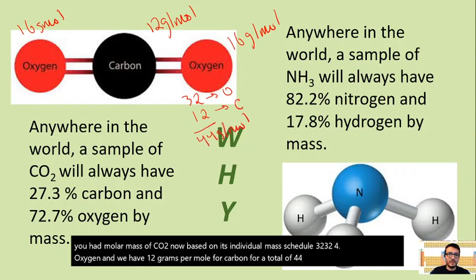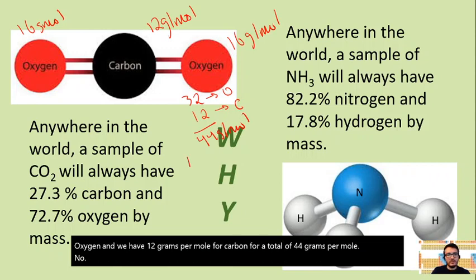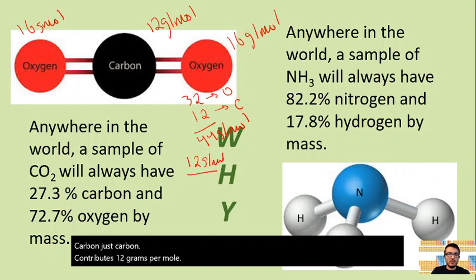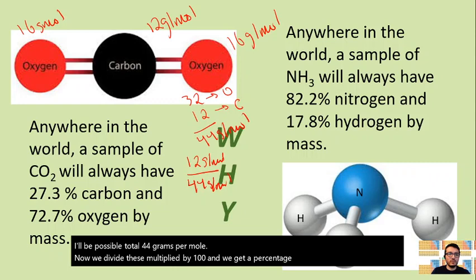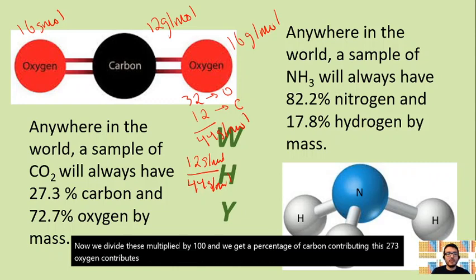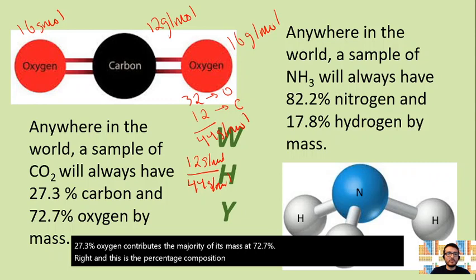So 32 for oxygen, and we have 12 grams per mole for carbon, for a total of 44 grams per mole. Now, just carbon contributes 12 grams per mole of a possible total 44 grams per mole. Now we divide these, multiply by 100, and we get the percentage that carbon contributes, and that is 27.3%. Oxygen contributes the majority of the mass at 72.7%, right? And this is the percentage composition of CO2 for the individual elements.